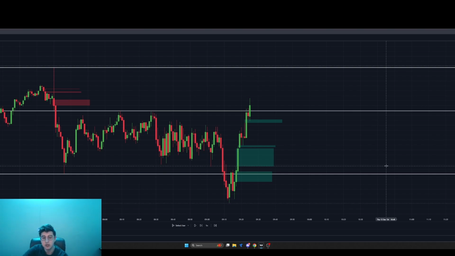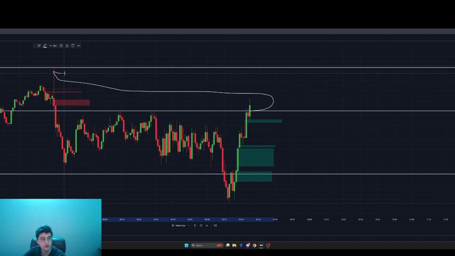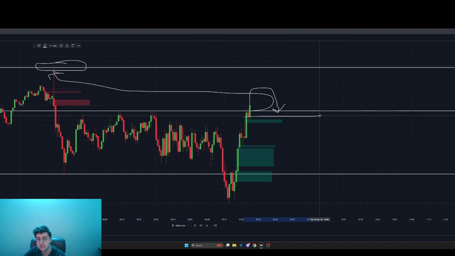Not yet. This is technically telling me that we're potentially going to break this level, but I want price to do two things. I might not even play this, and I might wait for price to come up to here and look for a short position because this is a main level resistance. Or I want price to come down, retest this area, act as solid support to potentially go up higher.